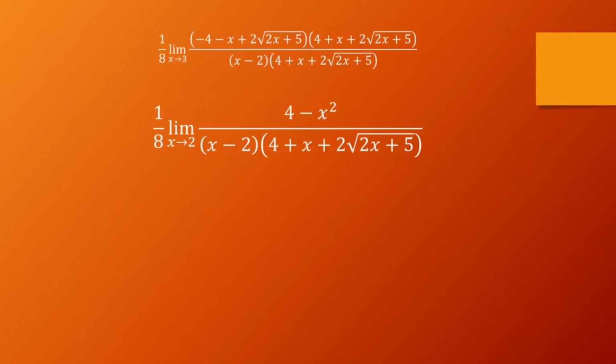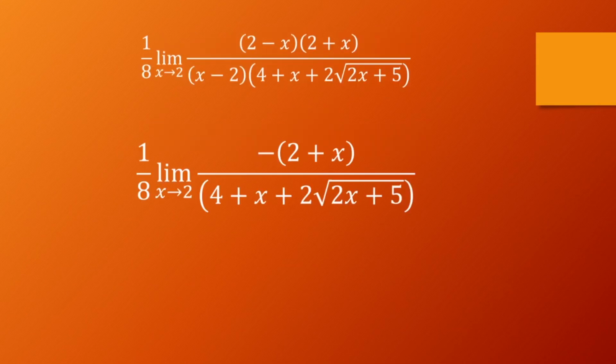When I simplify the numerator, I get 4 minus x squared, and the denominator, I leave it in factored form. This is good because now I can factor out the 4 minus x squared as 2 minus x times 2 plus x. And you can see that the 2 minus x and x minus 2 factors are opposites. The 2's have opposite signs, and so do the x's. So I can cancel them out and leave a negative on the top, and so it'll be negative times the quantity 2 plus x over 4 plus x plus 2 times the square root of 2x plus 5.